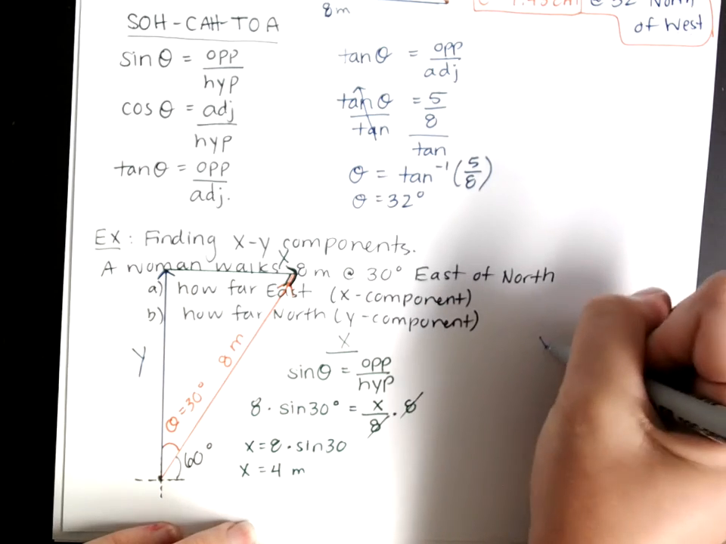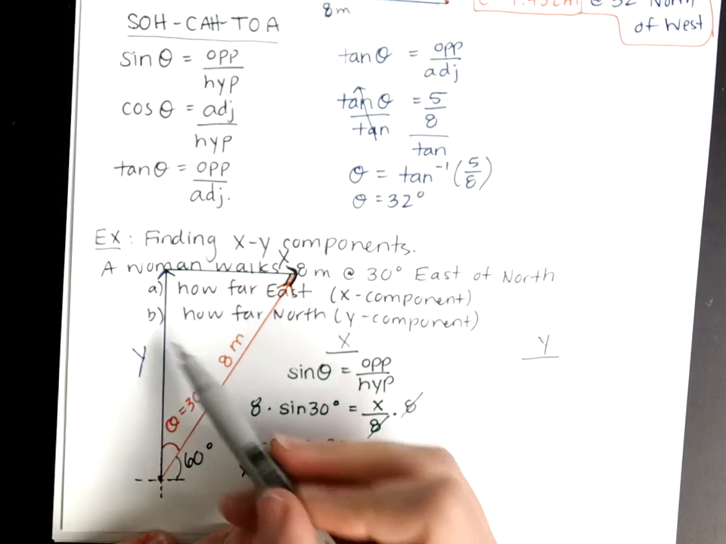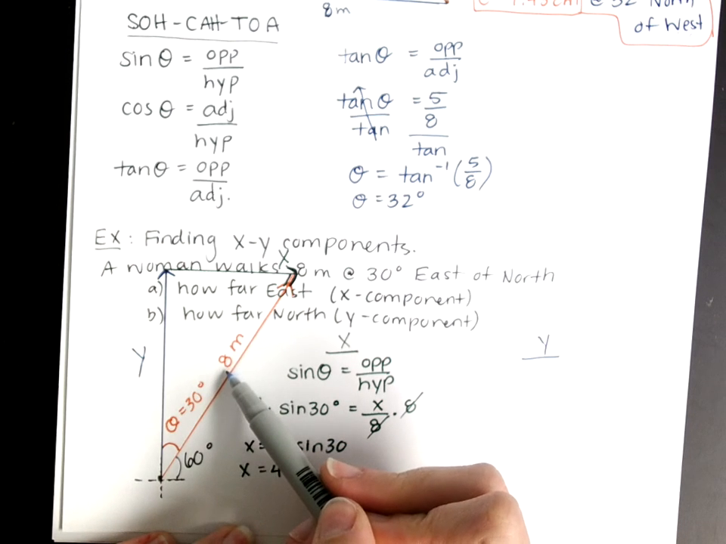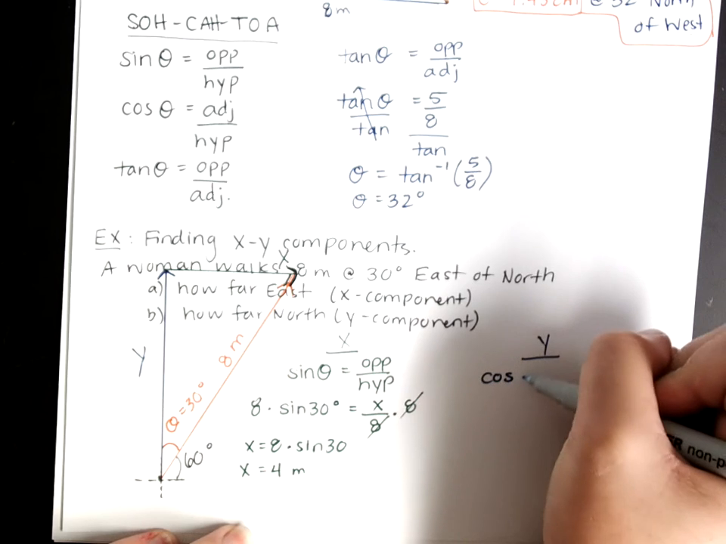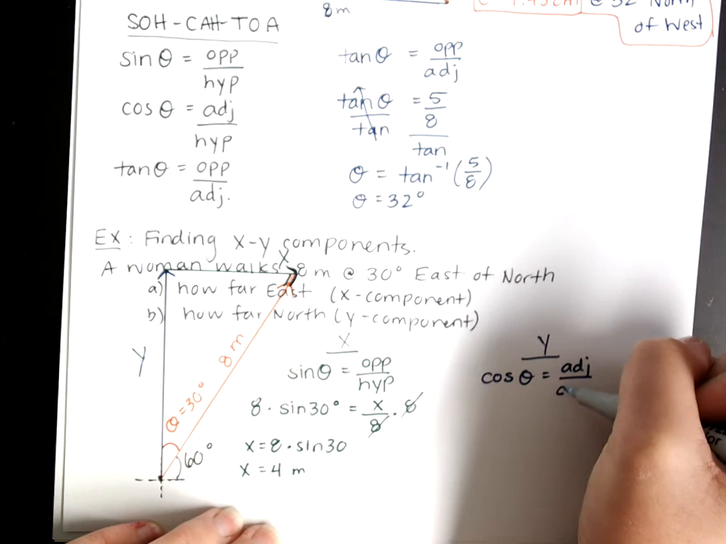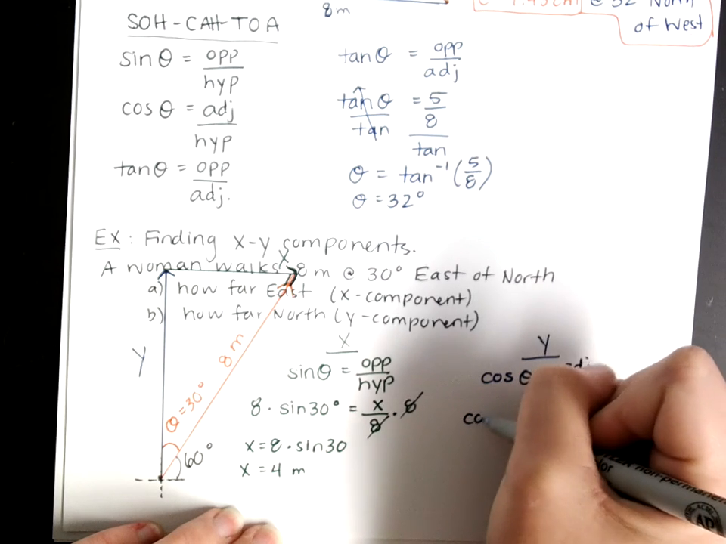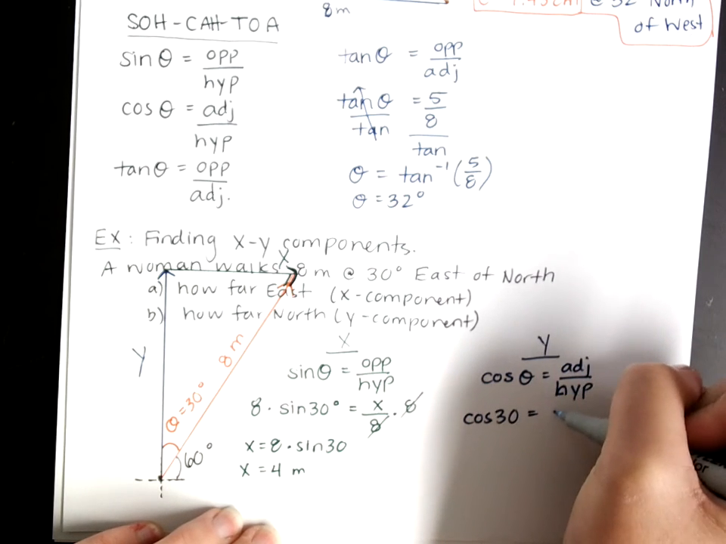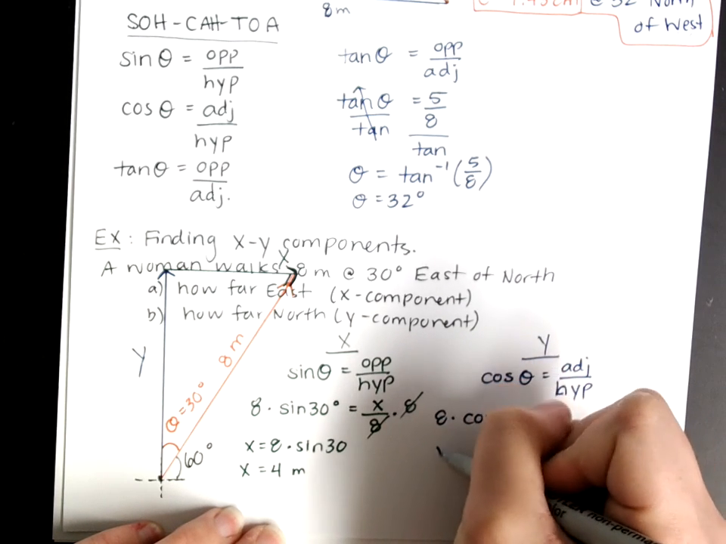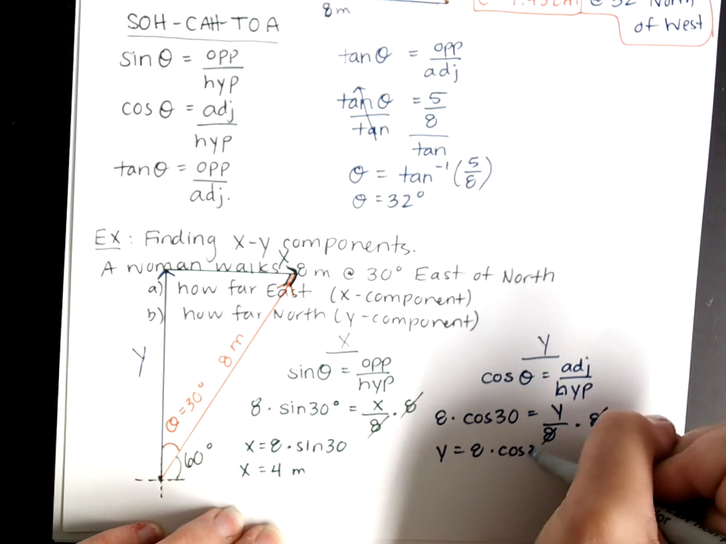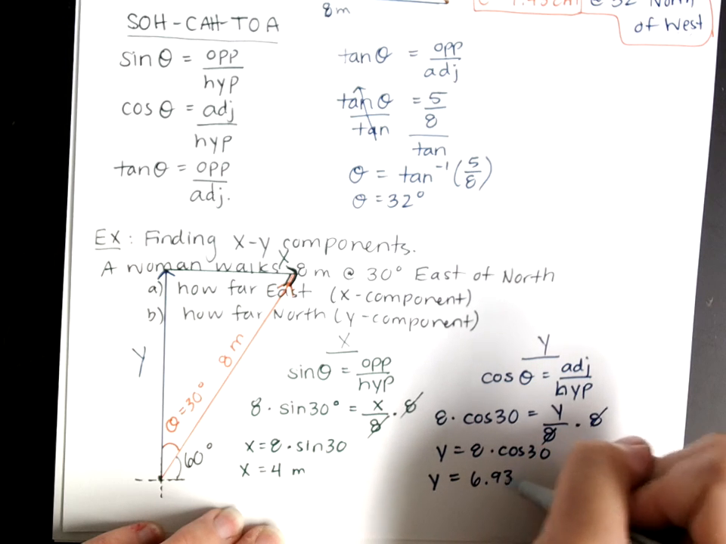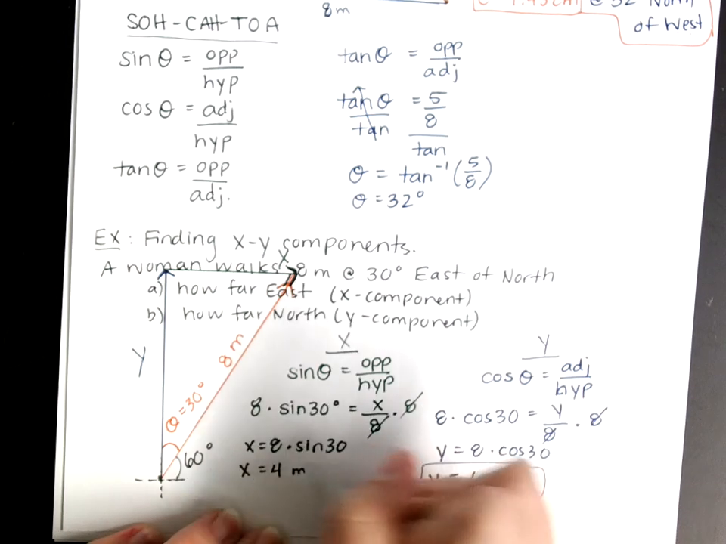Okay, and for the y component, well, our y side is the adjacent side. So we want adjacent, and we know the hypotenuse, so we're going to be using cosine. So cosine of theta equals adjacent over hypotenuse. Cos 30 equals y over 8. Multiply 8 on both sides. You get y equals 8 times cos 30. So our y is 6.93 meters. So there's our x and our y components.